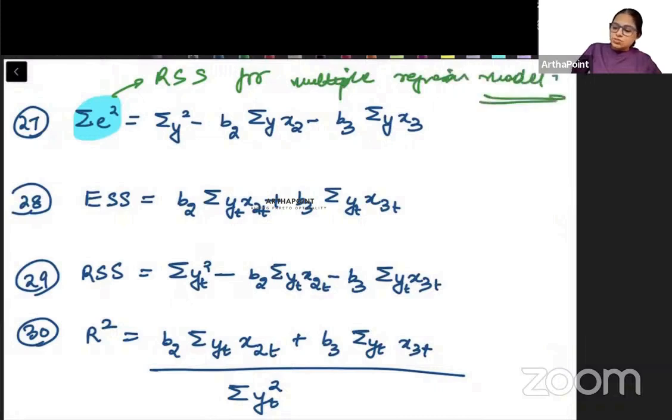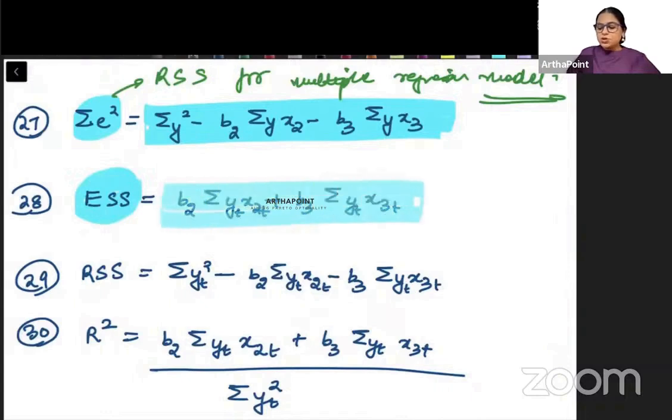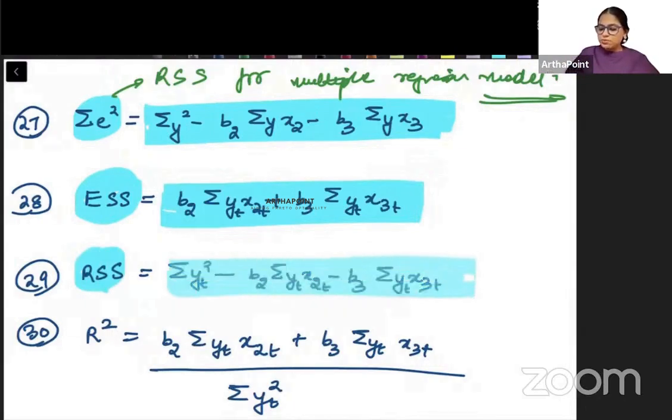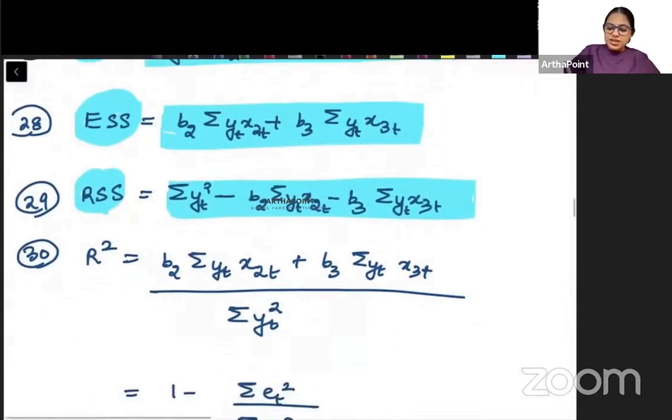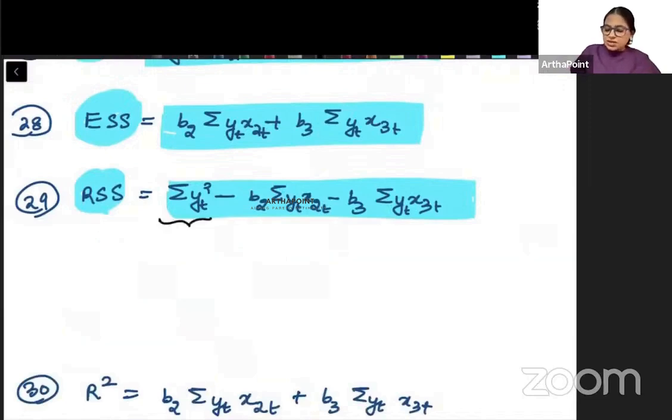For multiple regression model, this is summation e i square. Similarly, explained sum of square का formula ये है: B2 summation y x2 plus B3 summation y x3. Residual sum of square, another formula is summation y square minus... तो बेटा this is very easy to remember. देखो ध्यान से देखने की कोशिश करो. This part is nothing but total sum of square.